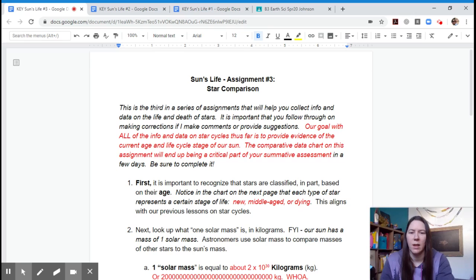Okay. And I just wanted to point out, and I highlighted it in red up here, that the goal is to have evidence to understand the age and the life cycle of our sun and be able to compare it to the different stages of life of other stars. We want to be able to say with certainty, yes, our star is a main sequence star. Here's how I know, based on comparing it to other data with other stars.